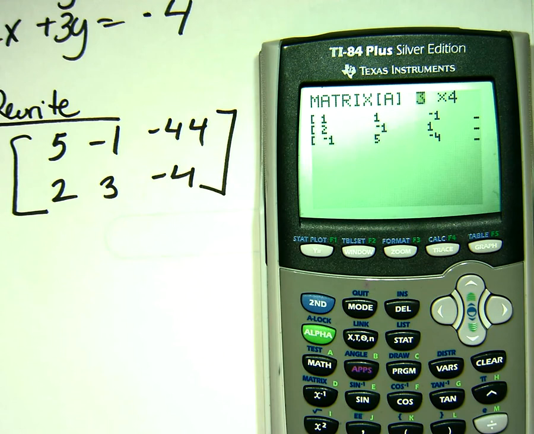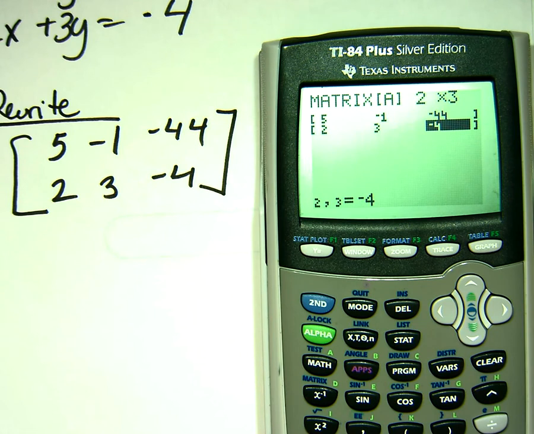We now are going to enter 2, enter, and 3. Now the reason why we're doing 2 and 3, you see 2 rows right here, and you see 3 columns. So it's a 2 by 3. So make sure you hit enter for this part here. Now we're going to input the numbers as we see them. Make sure you hit enter each time you do it. So we got 5, -1, -44, 2, 3, and -4.